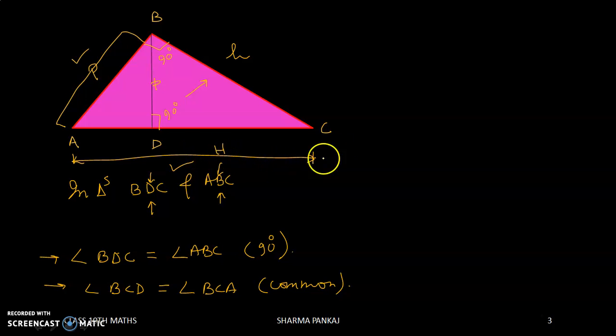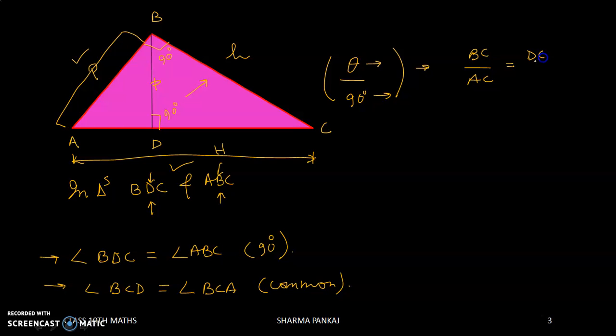Now what we are going to do? Well, keeping the same functions, same trick, that is sides opposite to theta by sides opposite to 90 degree, that is BC by AC is equal to DC by BC. That implies BC square is equal to AC into DC. Call it equation number 2.